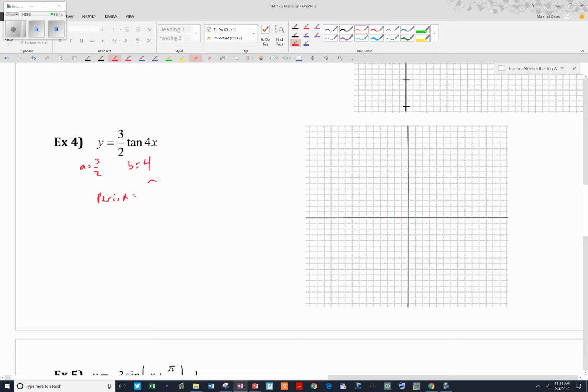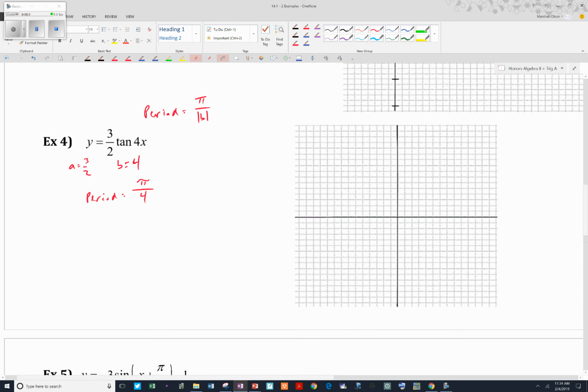Oops, I did it again. Pi over 2 times the absolute value of B. So our period is going to be, no, excuse me, let me just write this here. Period is pi over the absolute value of B for tangent. Okay, so the absolute value of 4 is just 4. That's your period. I was starting to talk about asymptotes already. So if that's your period, and you know that your asymptotes are going to be at pi over 8 and negative pi over 8.